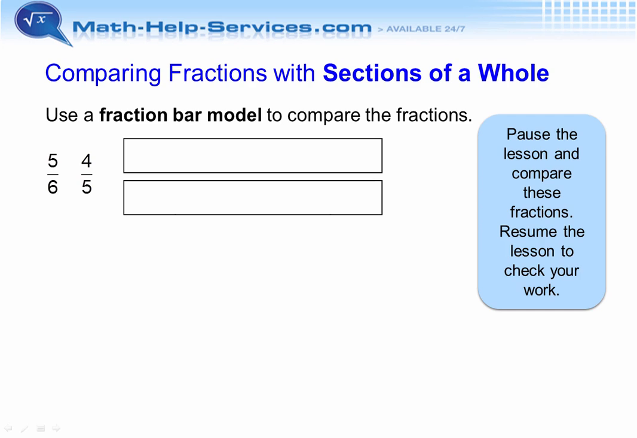Well, let's draw out our bars. In the first one, we'll divide it into 6 equal parts. In the bottom one, we'll divide it into 5 equal parts. On the top, we'll shade in 5, that's 5/6. And in the bottom, we'll shade in 4, that's 4/5. Now we can see that 5/6 is greater than 4/5.